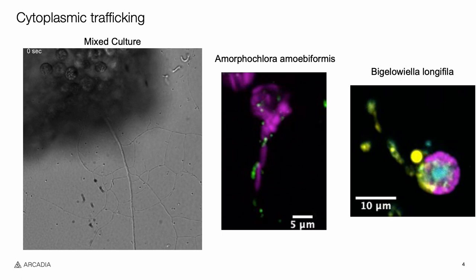However, as soon as we hit it with the light, the chloroplast will retract back into the body. However, the mitochondria continue to be trafficked throughout the extension. Similarly, when looking at Bigelowella, these cells were stained with MitoTracker again, DAPI for DNA, and the magenta is the autofluorescence from the chloroplast. And you can see both mitochondria and DNA being trafficked through these extensions in both species.